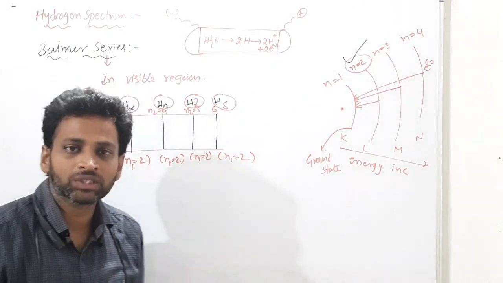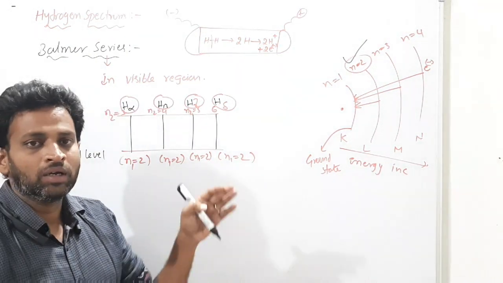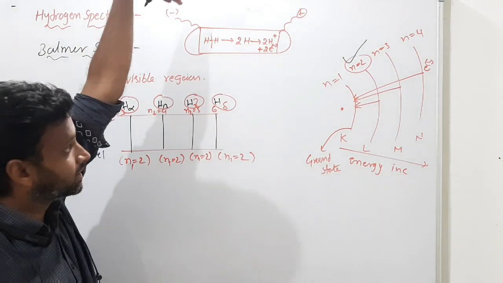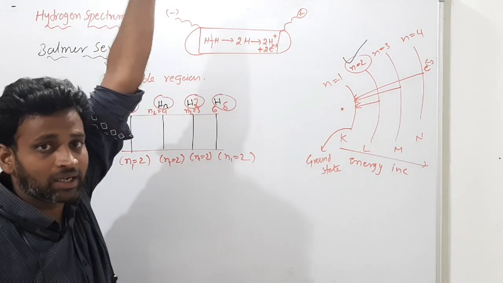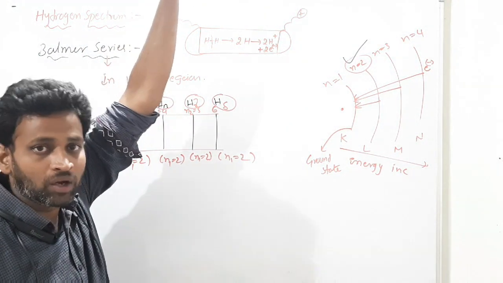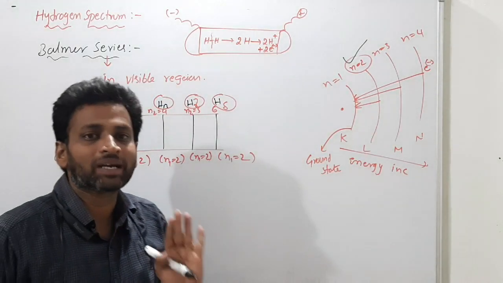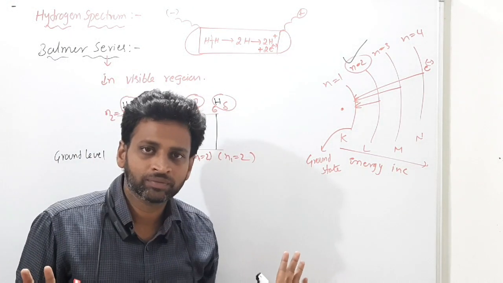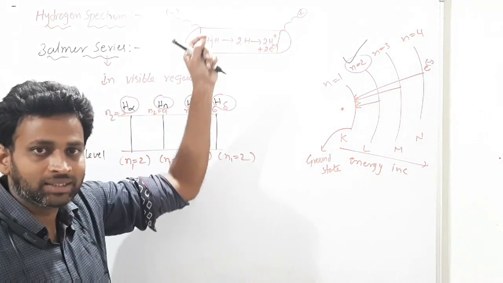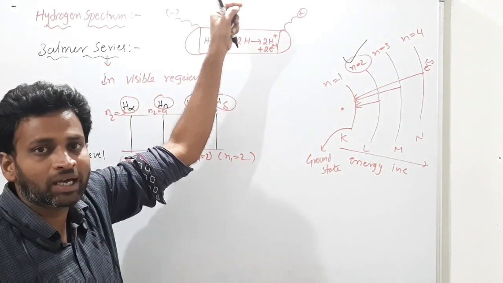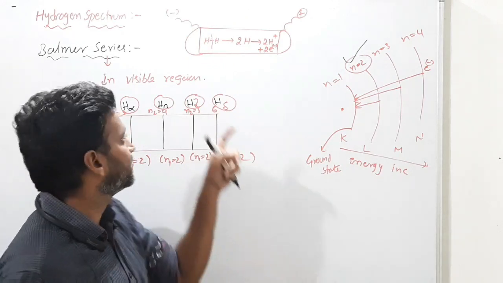What did Balmer observe? Electrons are excited first. Those excited electrons, forget about that. Now, while coming down, they form spectral lines. Remember that one only. What did he observe? The excited electron jumping from a higher energy level to the second level. He observed Balmer.